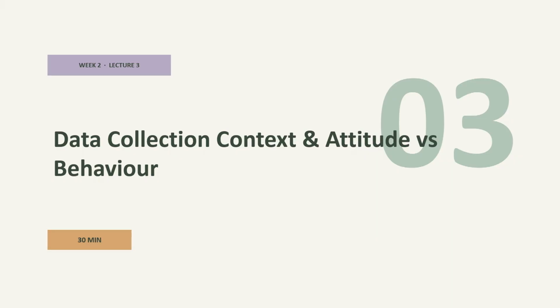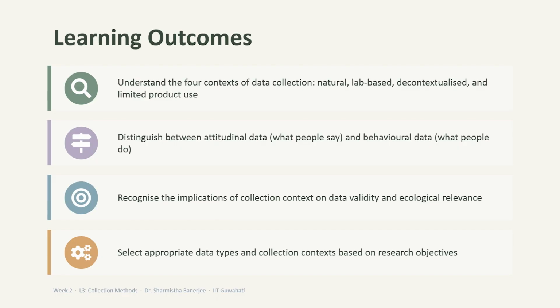Today we will be discussing data collection context and attitude versus behavior. We will understand the four contexts of data collection: natural, lab-based, decontextualized and limited product use. We will also distinguish between attitudinal data, which is what people say, and behavioral data, what people do. We will recognize the implications of these collection contexts on data validity and ecological relevance. Then we will select the appropriate data types and collection context based on our research objectives.